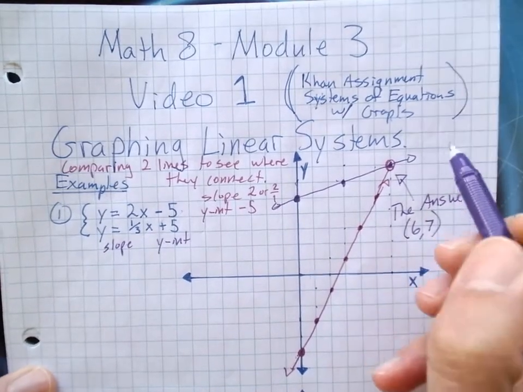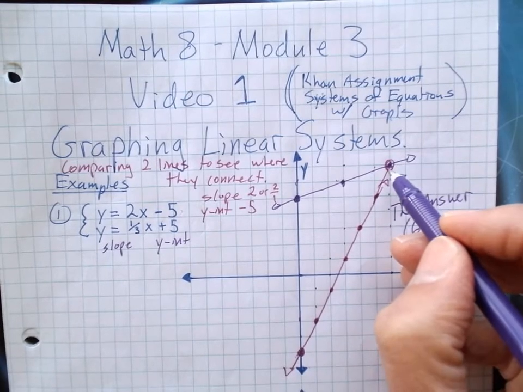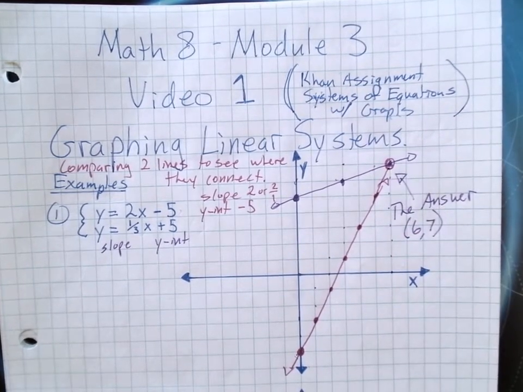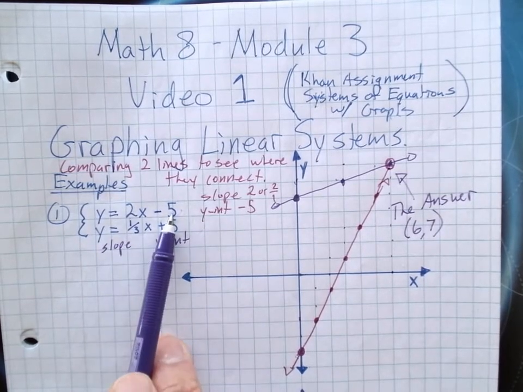Okay, so I graphed the linear system. I'm trying to find where they connect. They connect right there. Boom. Yay. So that's the first example. And all I did was use the y-intercept and the slope.